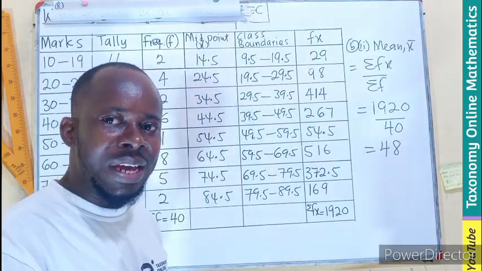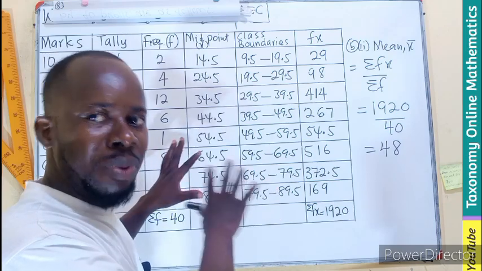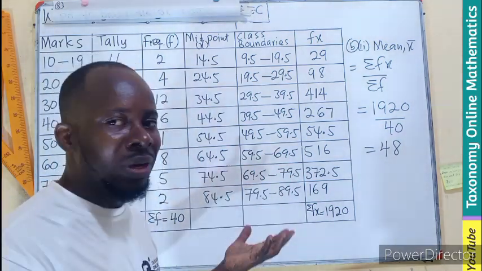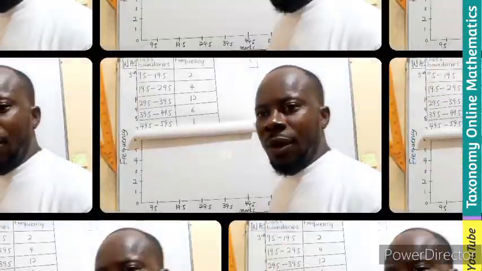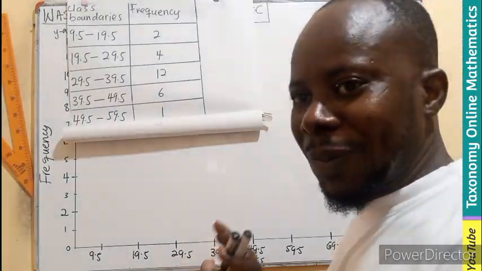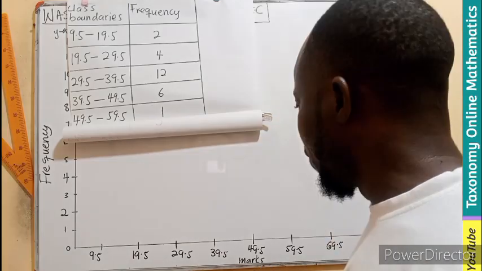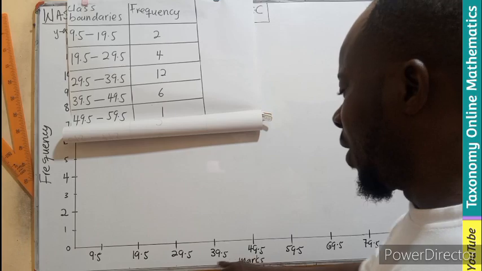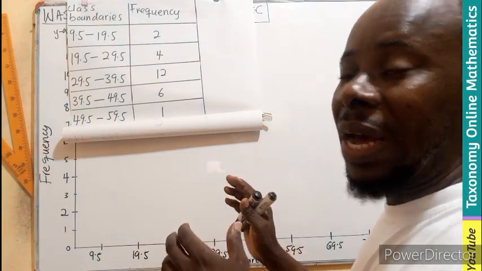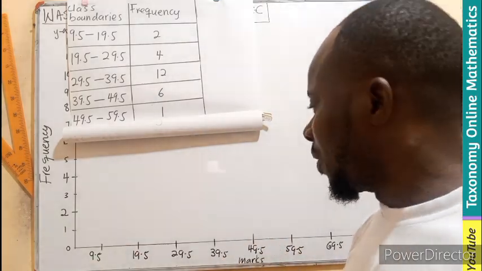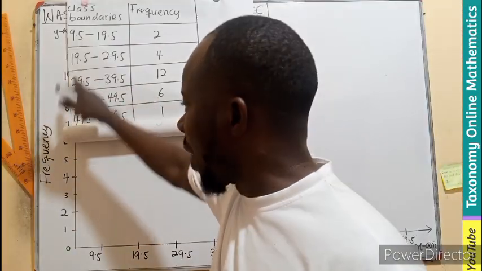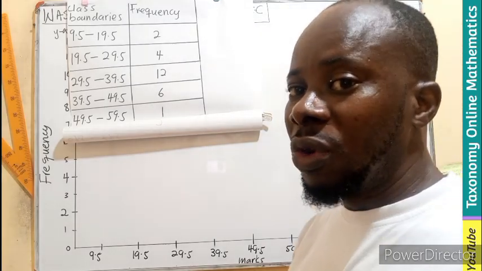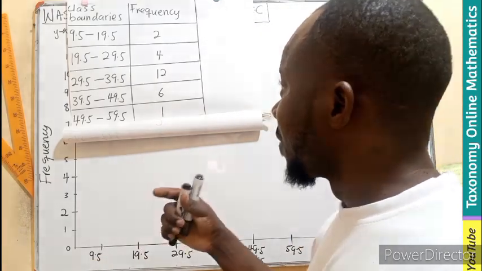I don't have the graph board here, so I'm still going to make use of the plain board by having some demarcations, and let's see how well we can make that diagram. Okay, so for the histogram, this is our improvised graph board. We are having the x-axis column for the marks, which is based on the class boundary. These are the class boundaries. Then the vertical one is going to represent the frequency. So we are going to draw the bars to connect the class boundaries.